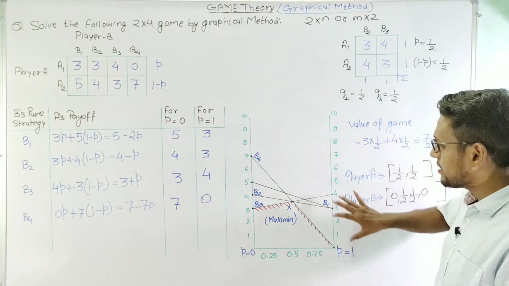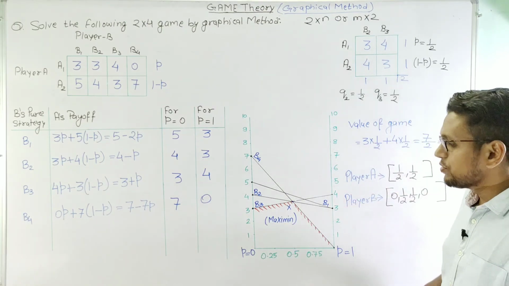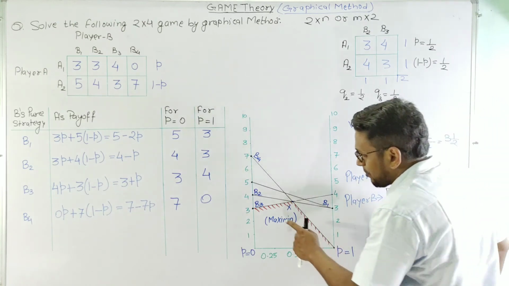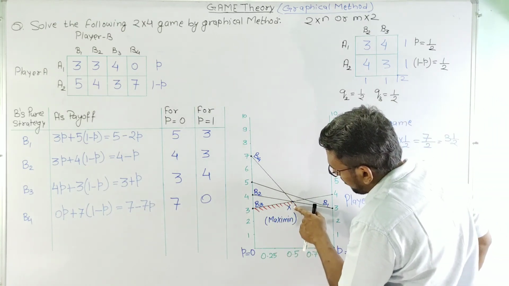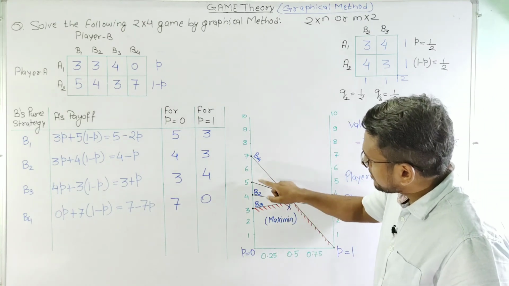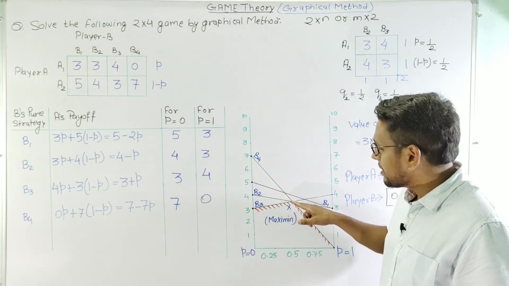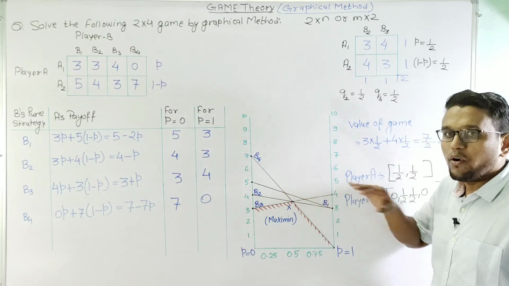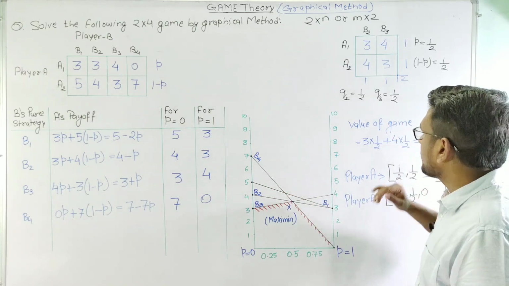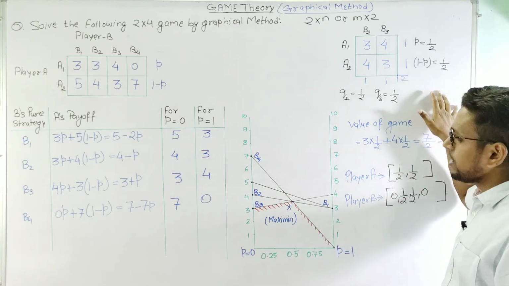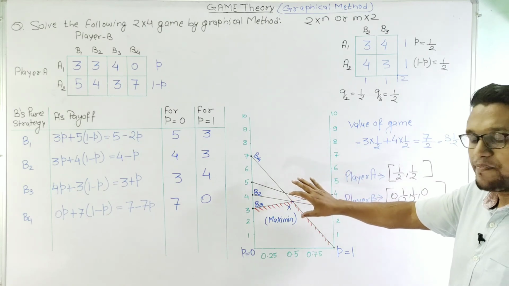Now after analyzing this problem, we came to the conclusion that in a problem where more than two strategies intersect each other at the maximum point or minimax point, we will have an alternate optimal solution. So we can have more than one solution in this particular situation.